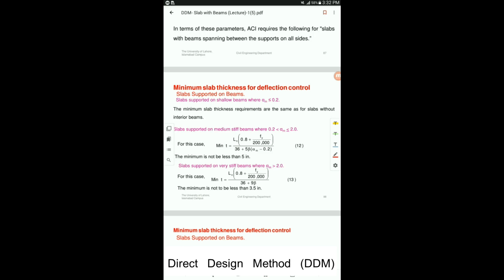So you will first find the value of alpha m for your slab panels, and depending upon the range, you will select one of these criteria to find the minimum slab thickness.